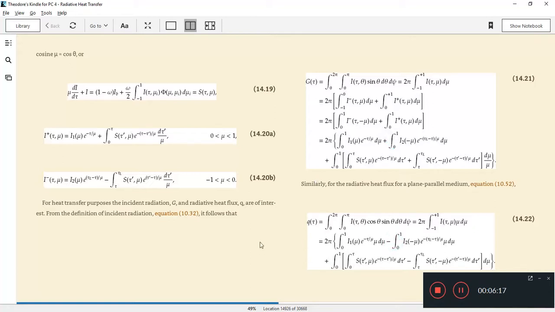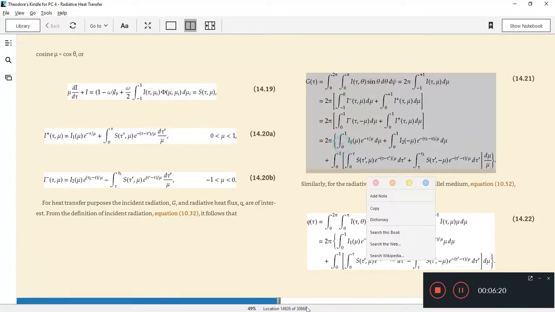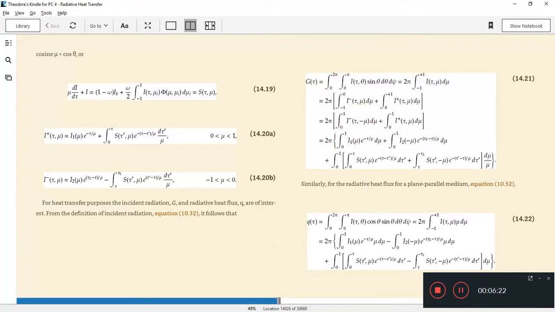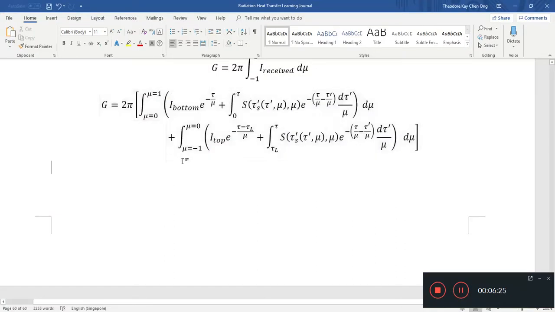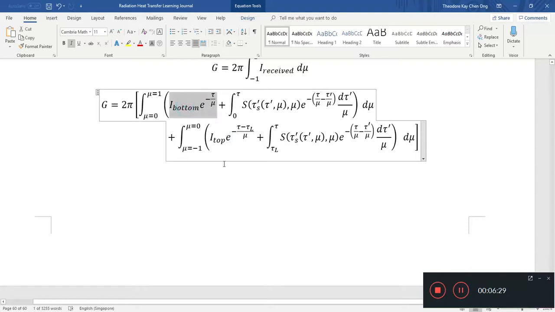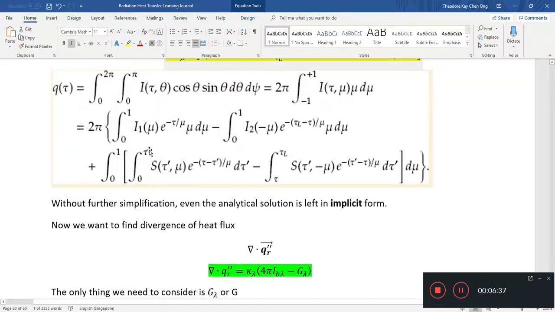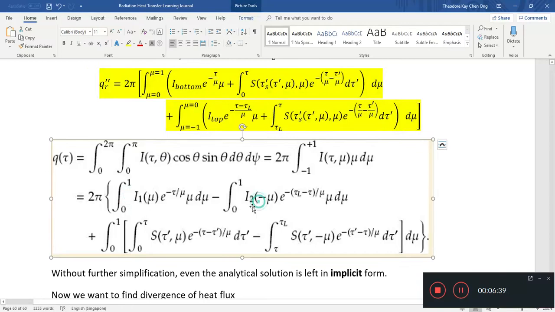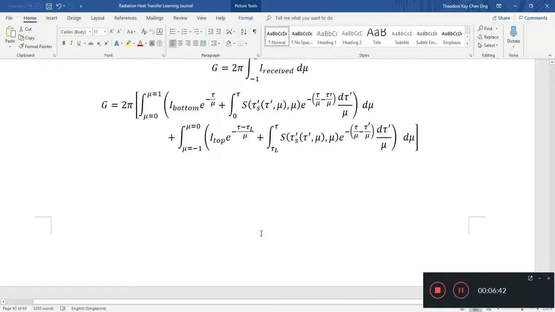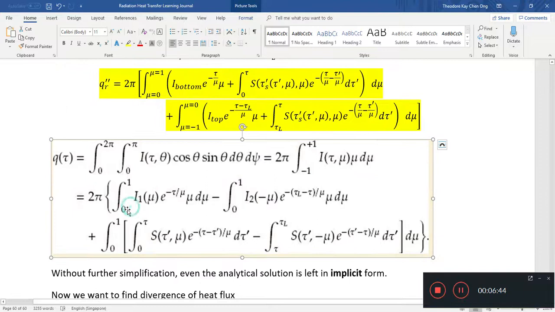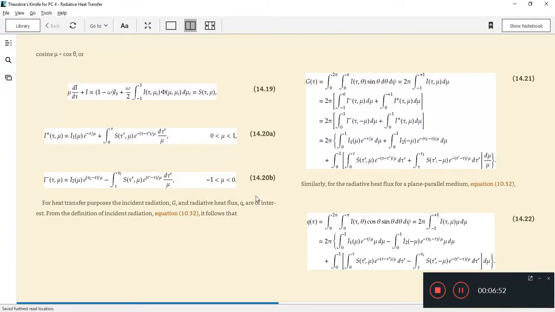But okay, the physical meaning is that we need the radiation from the top and bottom plates, and we integrate over all 4 pi solid angles. So the top plate and the bottom plate are here. I didn't change it into all this funny notation, where we swapped the limits from -1 to 0 into 0 to 1. I didn't exactly swap the same way.